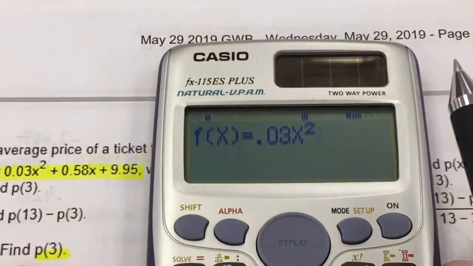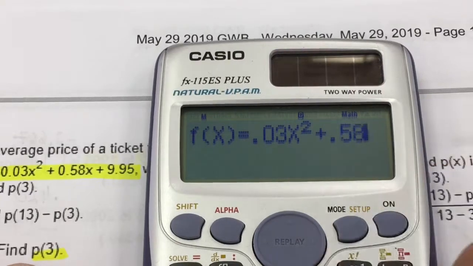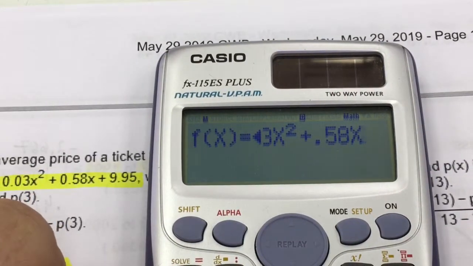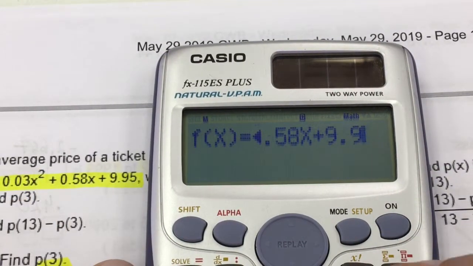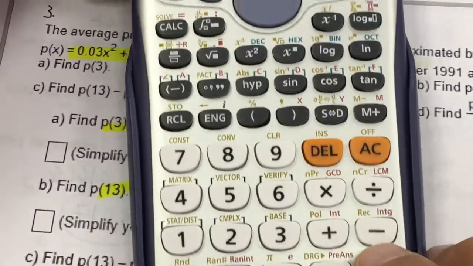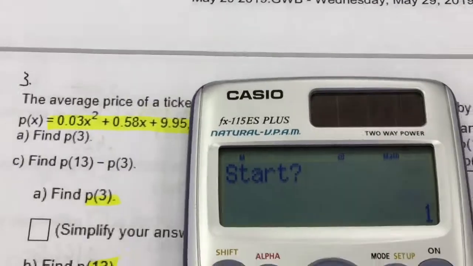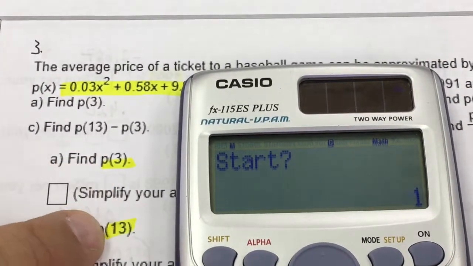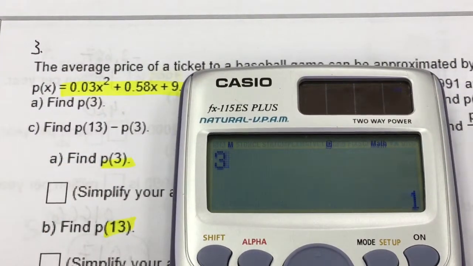And now I'm going to continue with it. Plus 0.58 alpha red x. It's got to be the x, not the times button. Plus 9.95. I don't need a g of x, so I just hit equals to skip that. Now, where do I want to start? Well, the low number is 3, and the high number is 13. So I'm going to start at 3, hit equals, and end at 13. I know those are 10 away, so I'm going to step by 10, not 1.